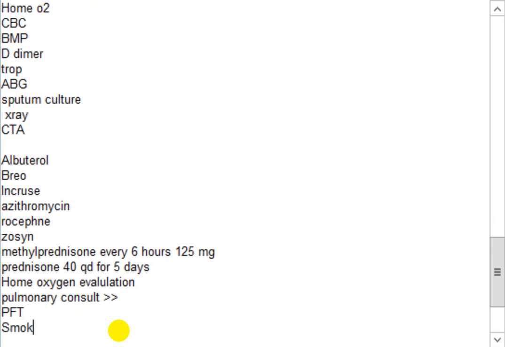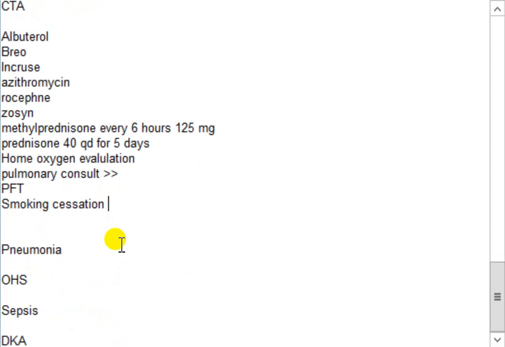I know it's hard, but smoking cessation is a good thing. It makes you a great doctor if you just talk to them about it. So this is kind of a summary of the COPD exacerbation. Maybe let's talk about one more thing.